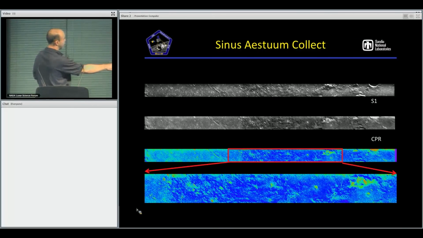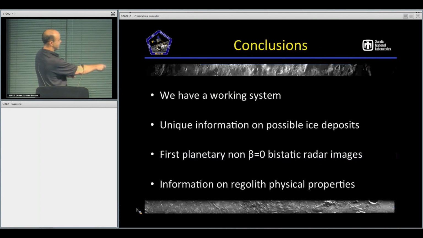Again, we're very pleased with the quality. And here's the CPR in grayscale and color. And one thing that hopefully you notice is the pyroclastic deposit really jumps out in the CPR. We know pyroclastics are lower in the CPR. We knew that from the monostatic, but we see it in the bistatic.